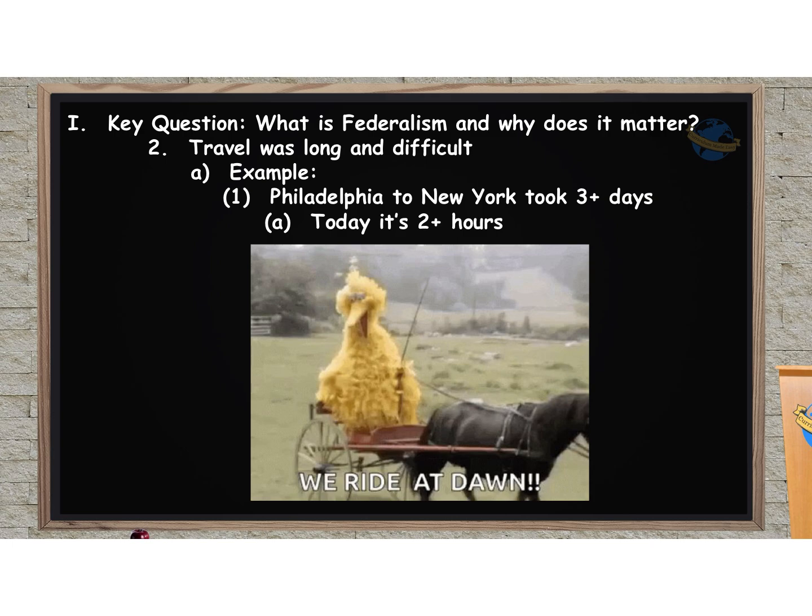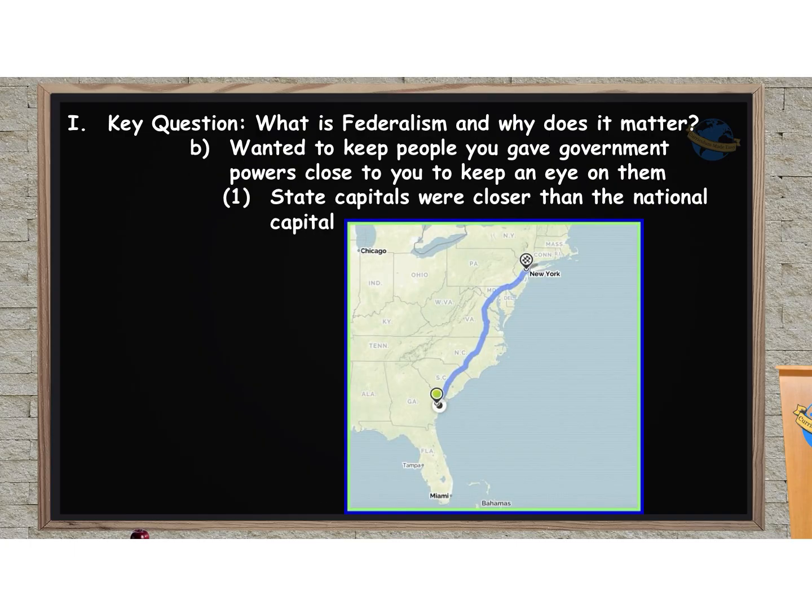We also do it this way because, frankly, when the Constitution was written, travel was very difficult and took a long time. For example, to go from Philadelphia to New York City took over 3 days back in 1789. Today, you can do it in just about 2 hours. So we wanted to keep the people we gave our government power to close to us so that we can keep an eye on them.